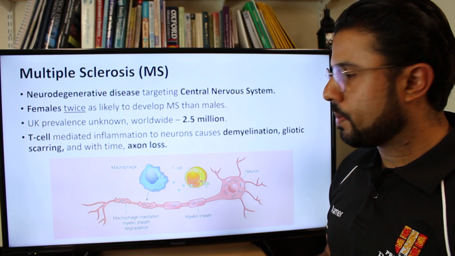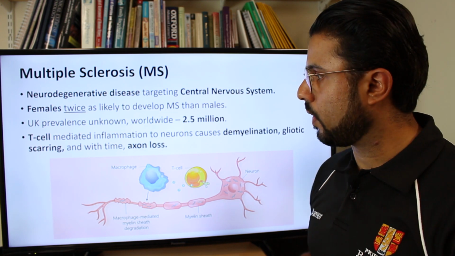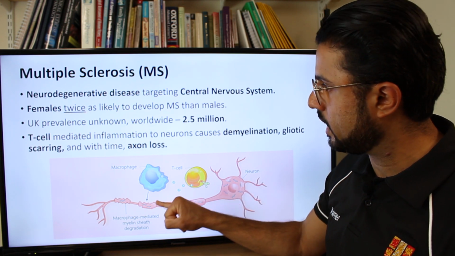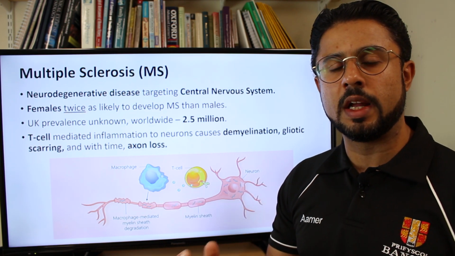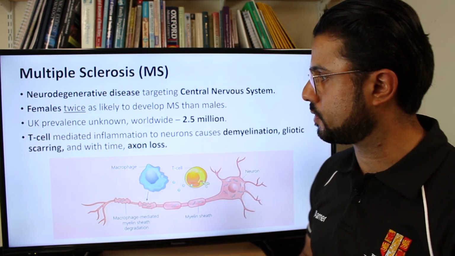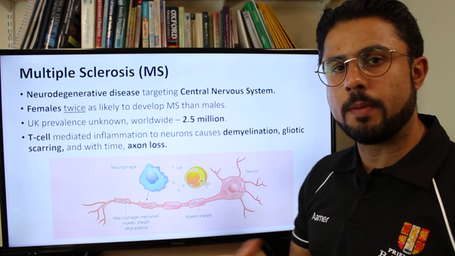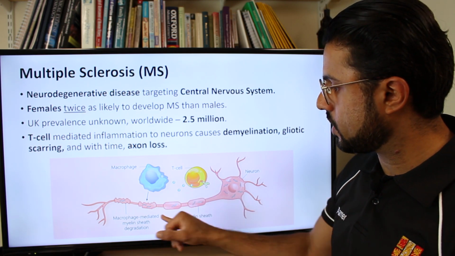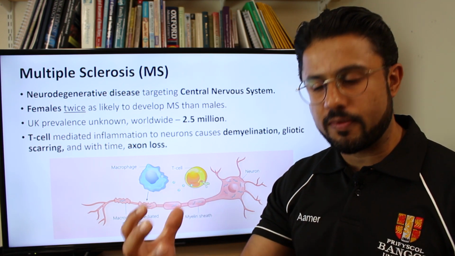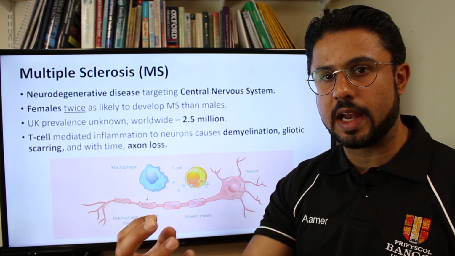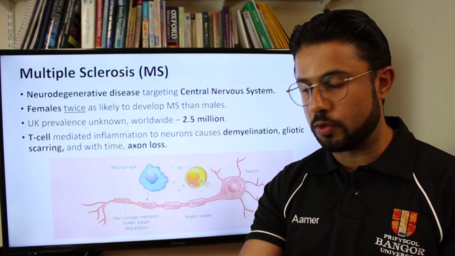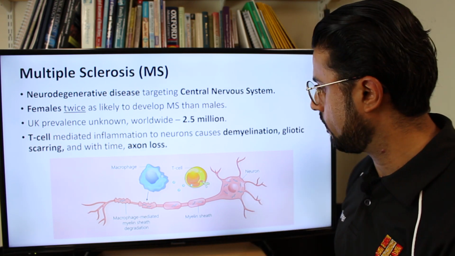Now, essentially what happens is, we saw a healthy neuron on the previous slide, but in MS, we basically have damage to the myelin sheath, and that damage is mediated by autoreactive immune cells, and one of the main ones in MS is T cells. So T cells cause inflammation, which specifically damages the actual myelin sheath, and that will affect the conduction of that electrical signal, and will obviously then affect the function of whichever neuron or nerves that tissue was affecting.